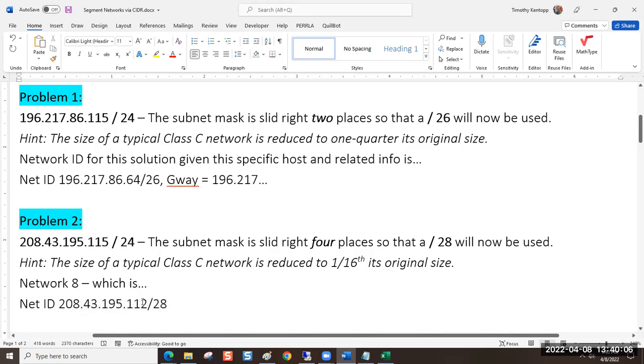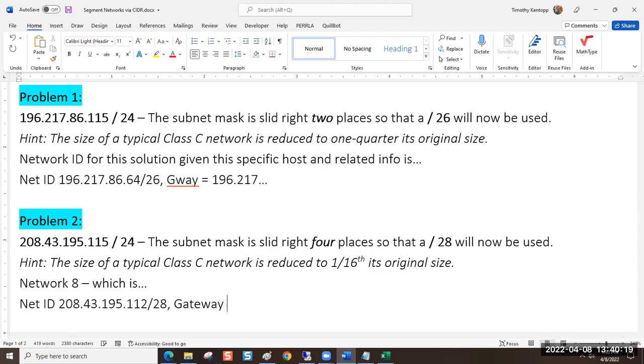What's my next address available so I know what my gateway is? What's the next one after 112? Anybody? 113. Uh-huh. Now, do I want you to type out the entire IP address? Well, it's best practice. It's considered good form. But for the purposes of this solution, this assignment, and your ability to break down networks into smaller networks using CIDR, I don't care if you use shorthand.